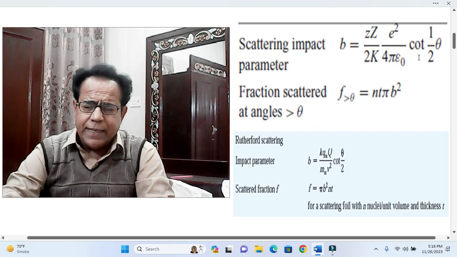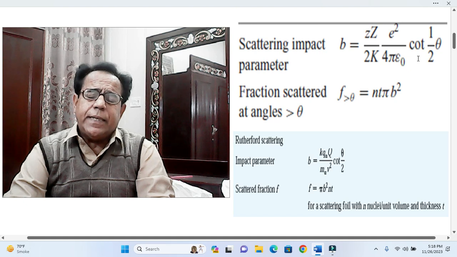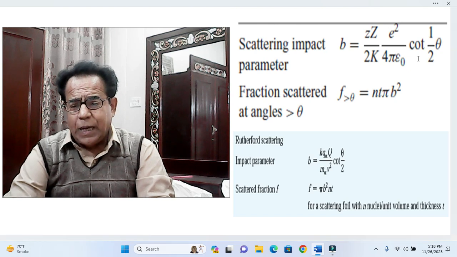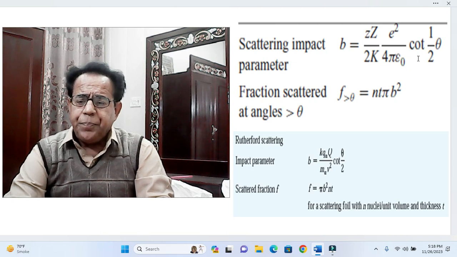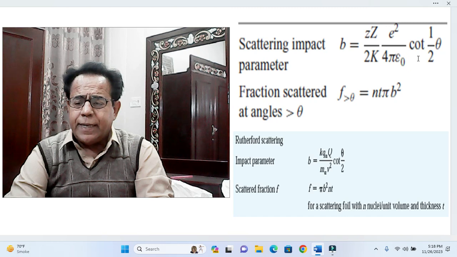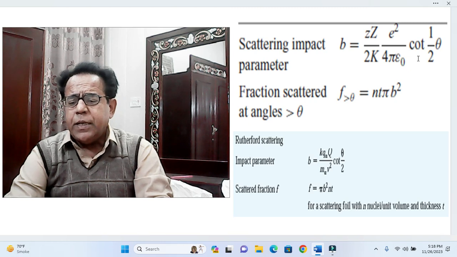Okay, exactly one and the same thing is being used by the other author in a slightly different manner. Okay, the first snapshot says scattering impact parameter b is equal to small z capital Z over 2 capital K into 4 pi epsilon naught over b. Scattering impact parameter b is equal to small z capital Z small e square divided by 2 capital K into 4 pi epsilon naught into cot theta by 2.